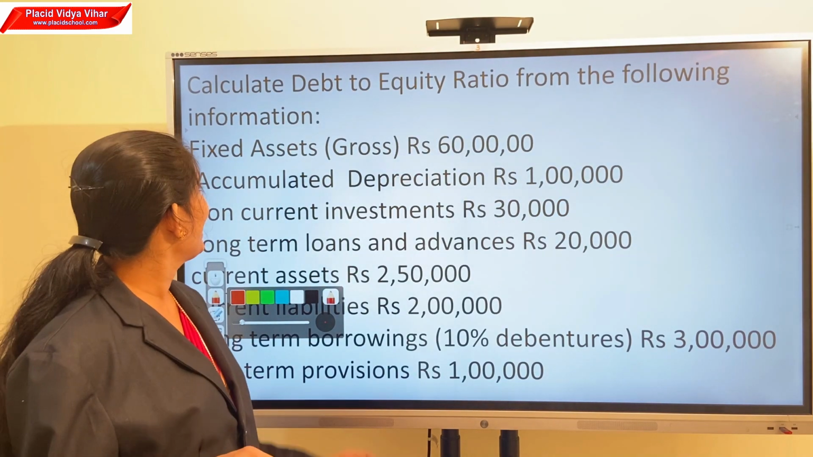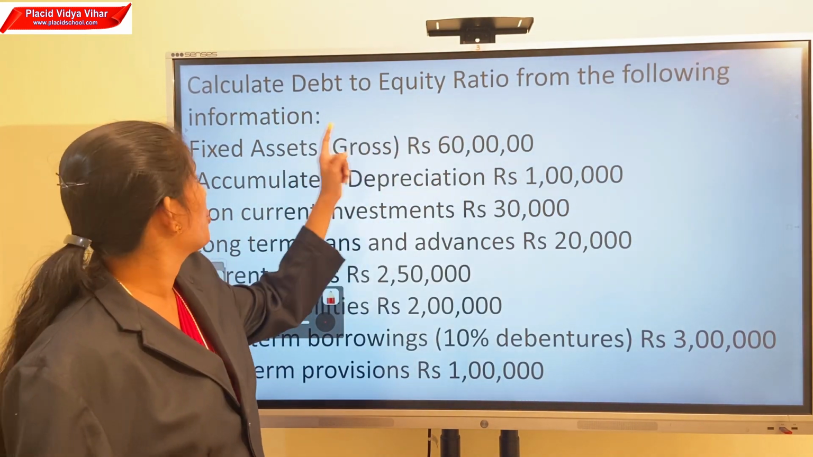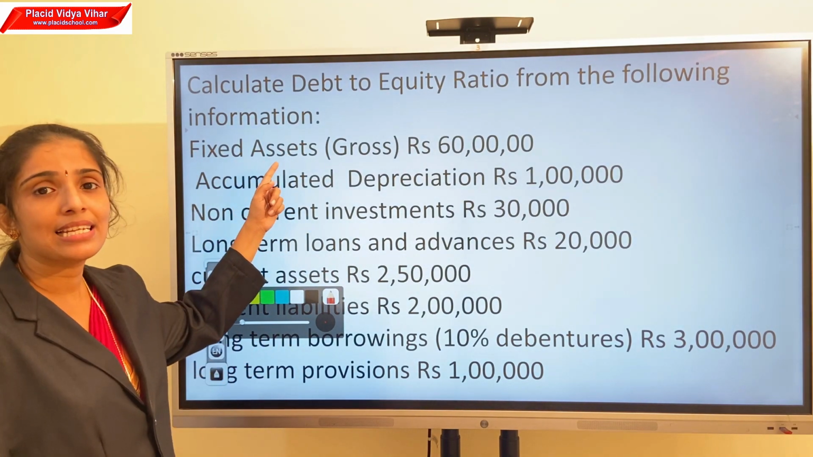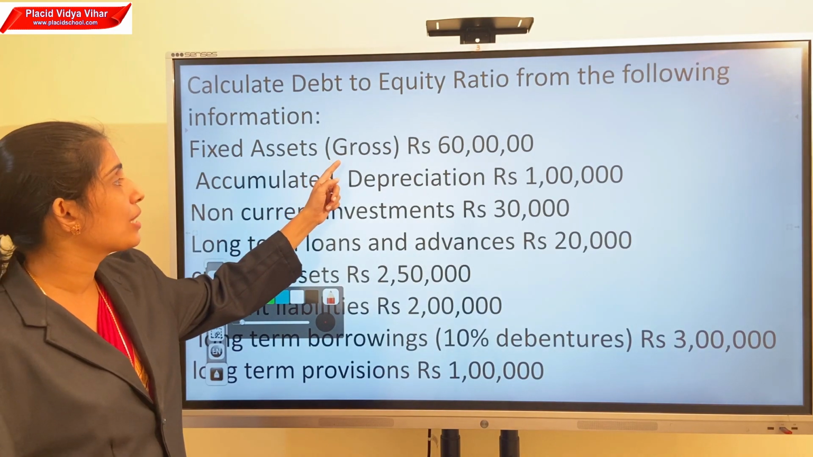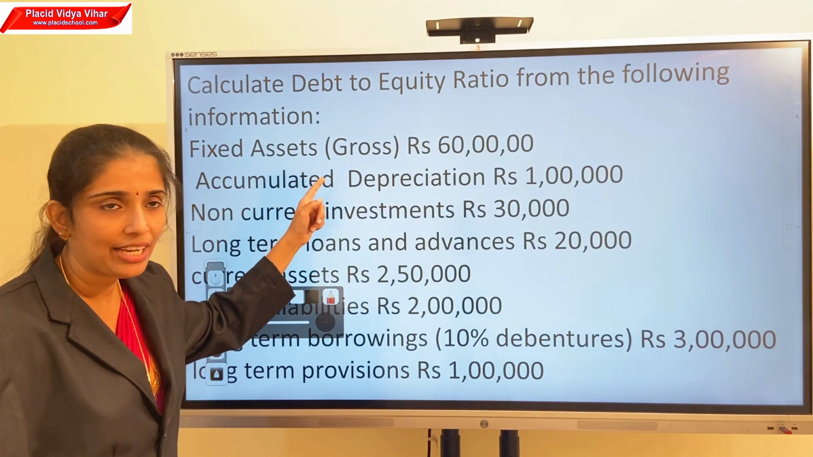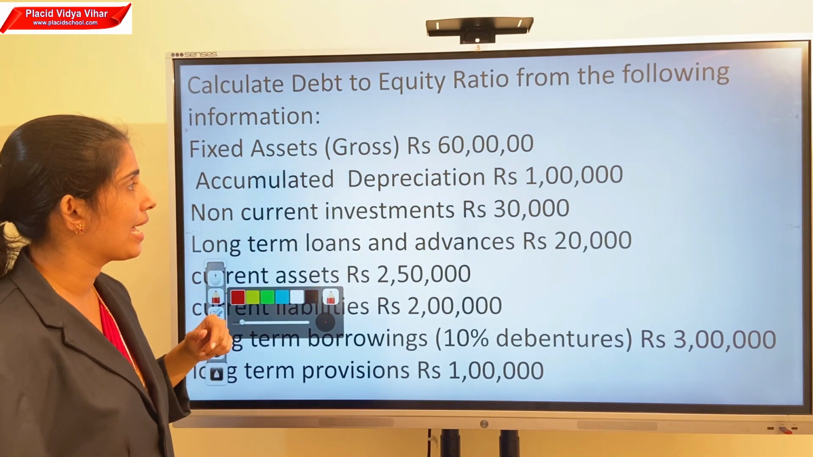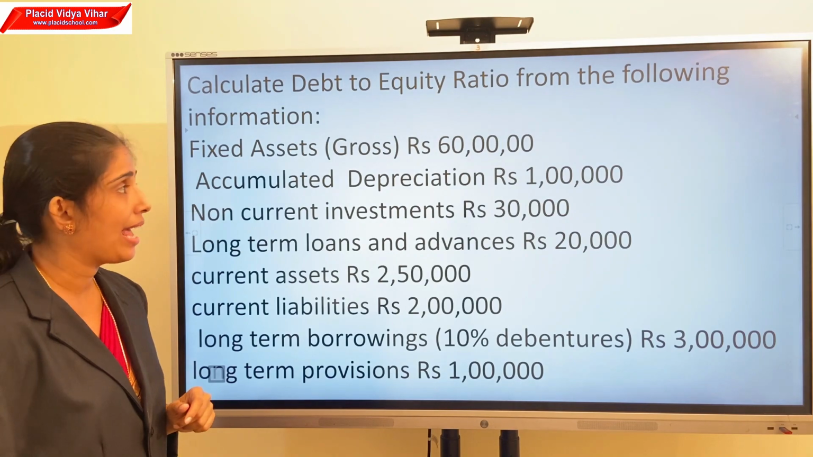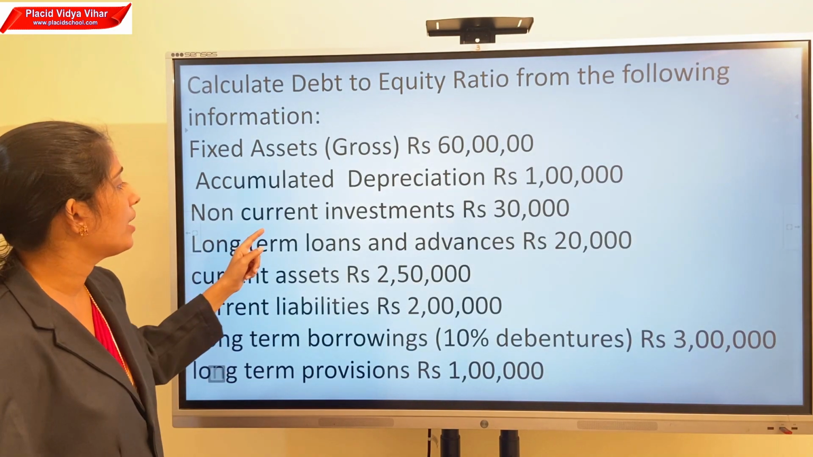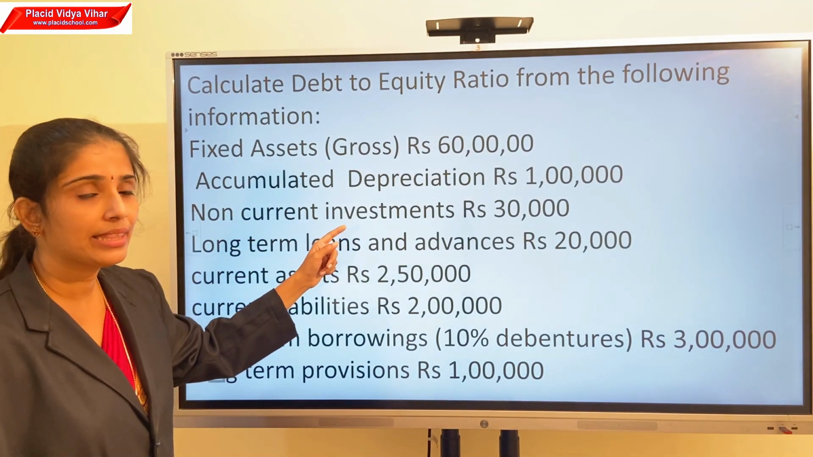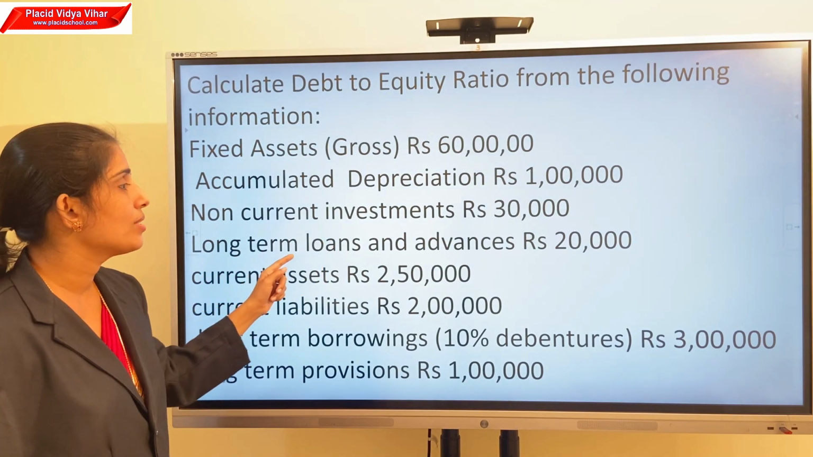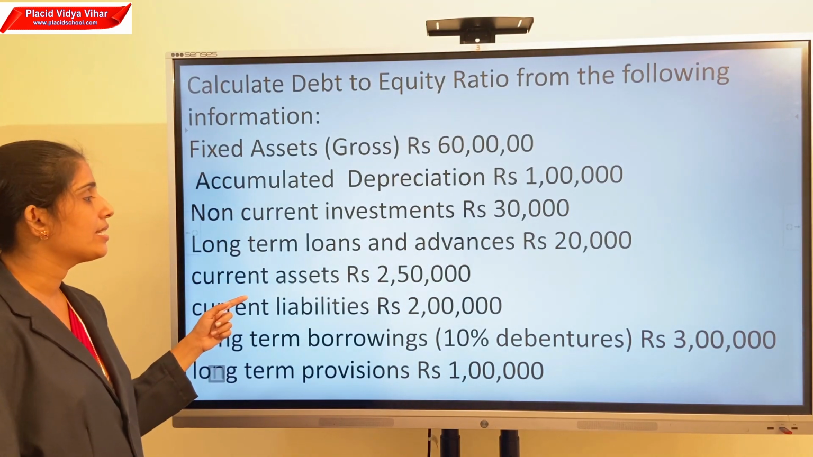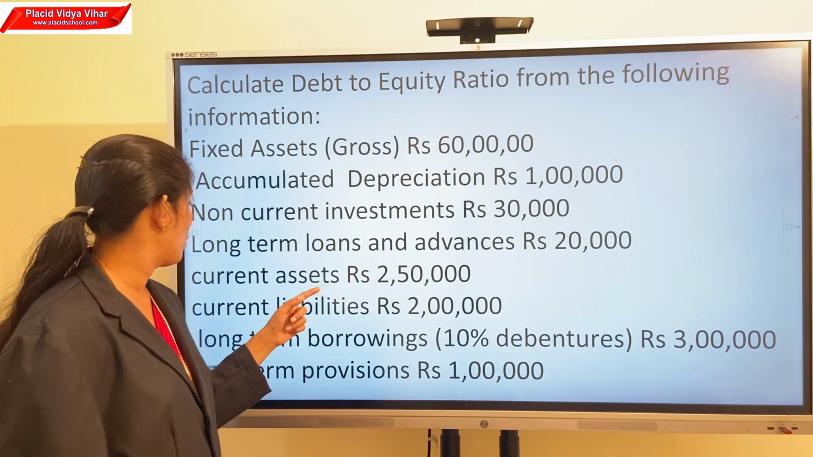Then the next question: calculate debt equity ratio from the following information. Here the fixed assets value given is gross value, not the net value, rupees 6 lakhs. Accumulated depreciation rupees 1 lakh. Then non-current investments rupees 30,000. Long-term loans and advances rupees 20,000. Then current assets value 2,50,000.